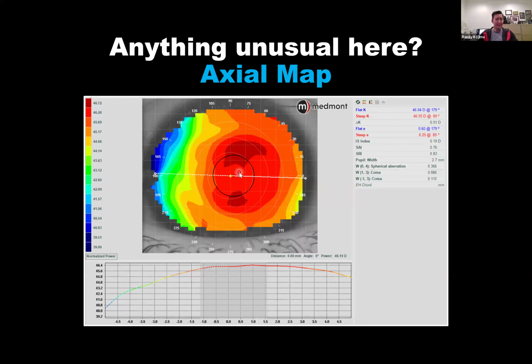So, if we're trying to understand, is there any molding at work due to a contact lens? The axial map is not the best way to go. It's telling us something funny is happening here. The eye comes to a point here and it comes to a point in here, but it's not sensitive enough to tell us where molding might be existing.